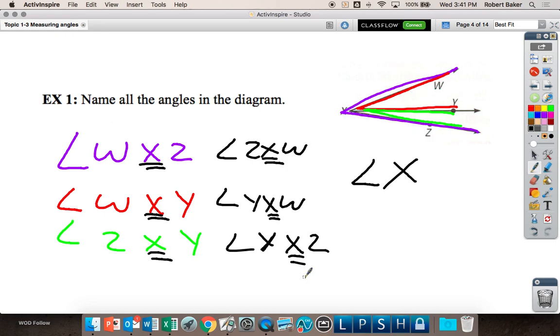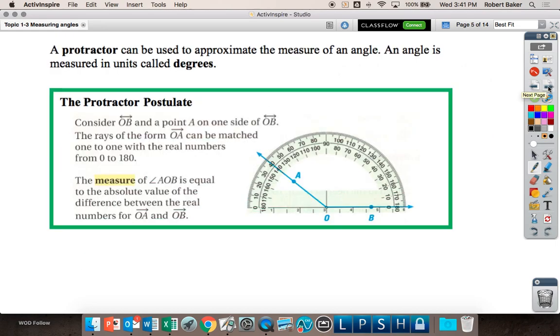All right. Chunk number 2. There he is. The protractor. Now, picture boy. The protractor, all I'm going to read is the top part. A protractor can be used to approximate the measure of an angle. The angle is measured in degrees. So if you say an angle is 90, we don't know what you're talking about. 90 degrees. It is 90 degrees is the angle.